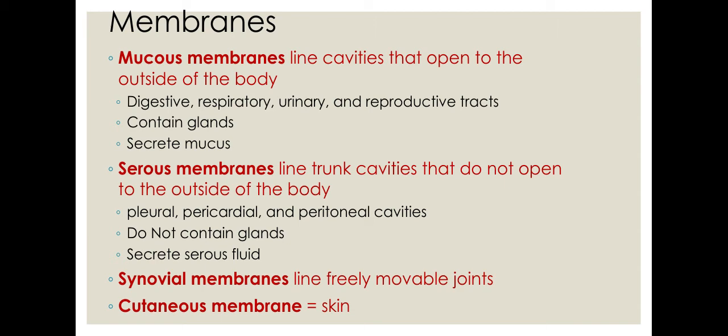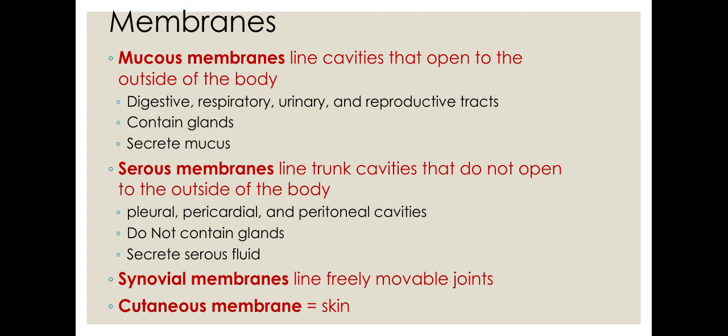We've got mucous membrane, which is going to be lining cavities that are opened to the outside of the body. Great examples are your digestive tract, your respiratory tract, your urinary tract, reproductive tracts. Their main job, of course, is going to have glands in them that secrete mucus. Serous membranes are going to line the basically trunk body cavities or the parts that do not open to the outside of the body. Things like your pleural cavity, pericardial, and peritoneal cavities. They are not going to have glands, but they do secrete serous fluid.